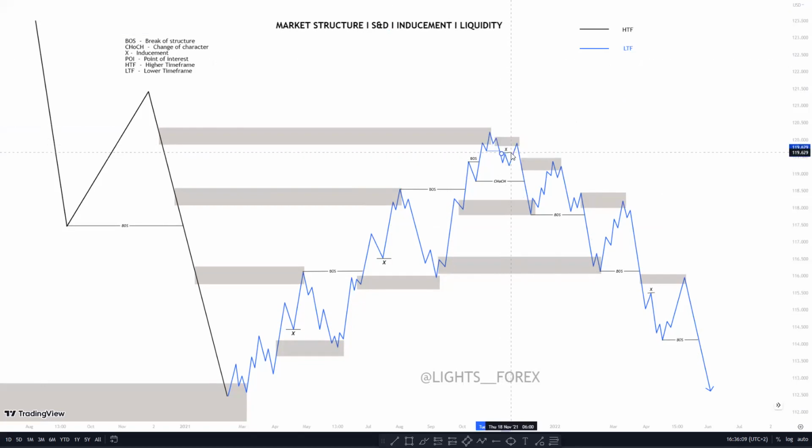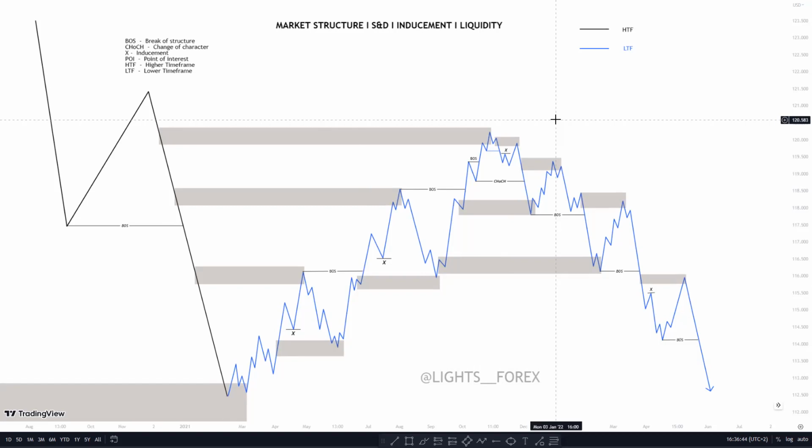In today's video, I will be looking at market structure, supply and demand, inducement, and liquidity. If you pay close attention to most of the things that I'll be going through, and you apply it in your trading, I can assure you there'll be some improvement.